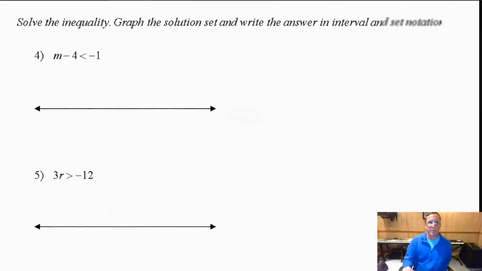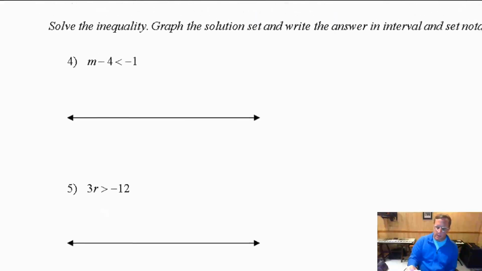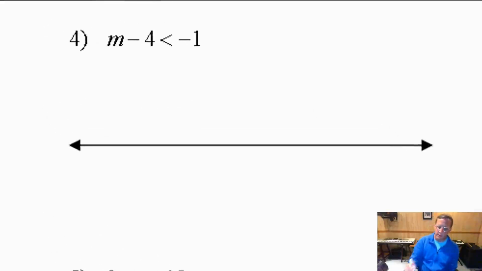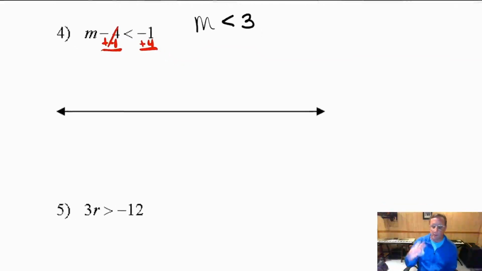All right, so for number 4, let's go through these a little bit quicker, so I don't have to go too much into why the notation is the way it is. For these, all we have to do is basically solve them. So for number 4, let's just go ahead and add 4 to both sides. We're going to solve them just like they are an equation. They're not, they're inequalities. So now we're going to rewrite it. M is less than 3. So M is less than 3 right there.